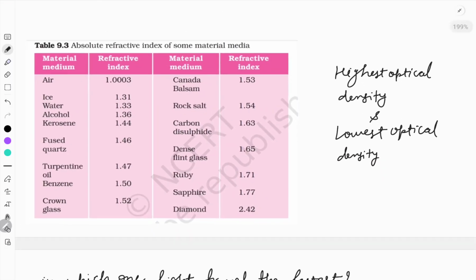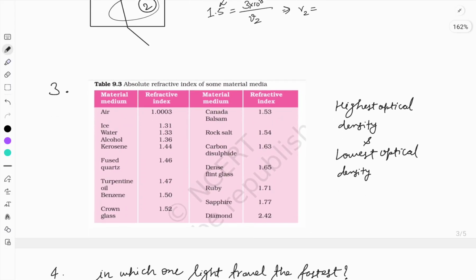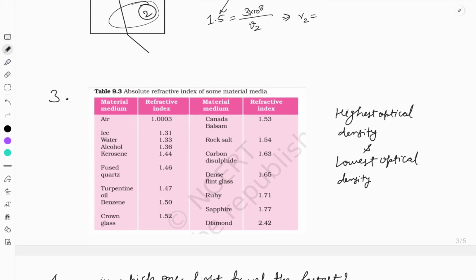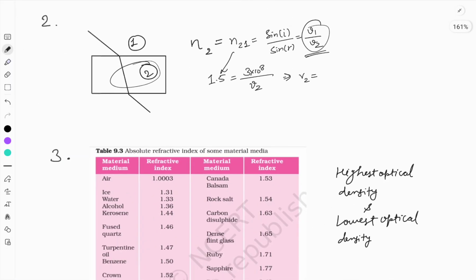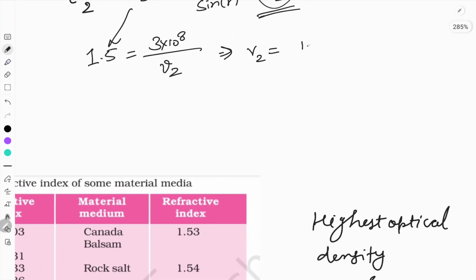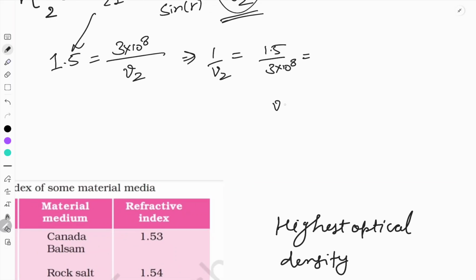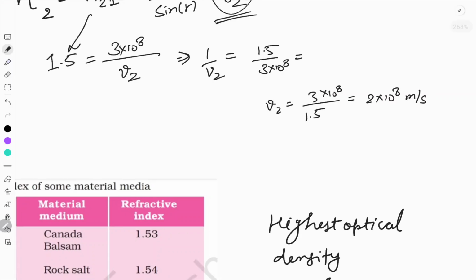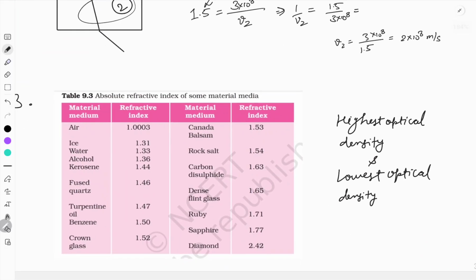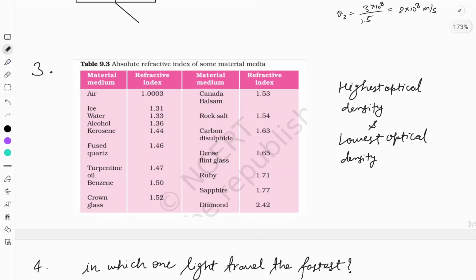Okay, let's move to the next question. Actually, we can just do it because the calculation is quite easy. 1.5 is equal to 3 into 10 raised to 8 by v2, and then v2 will be 3 by 1.5 into 10 raised to 8. So that would be 2 into 10 raised to 8. I am not going to go into the calculation. I hope you can understand that. Okay, let's move to the third question.